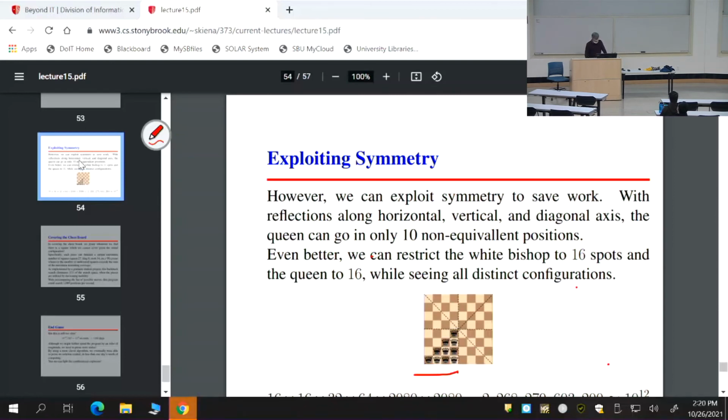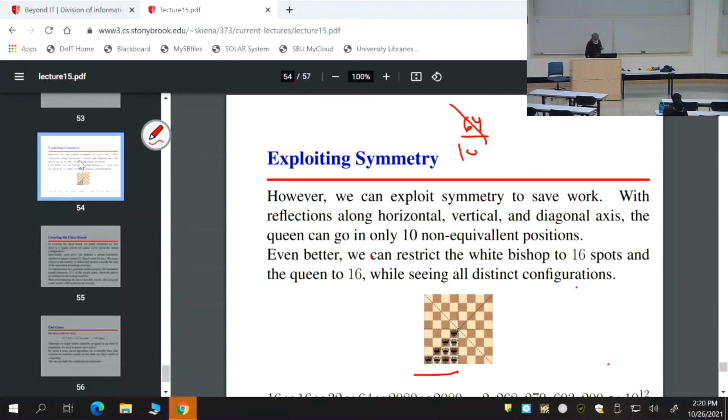And if that's true, instead of having 64 choices for my queen, I only really have 10. And that observation alone is enough to cut the search space by a factor of 6. Any questions?